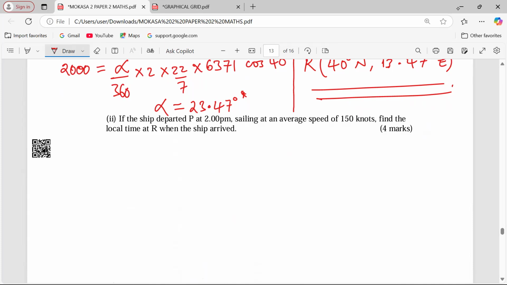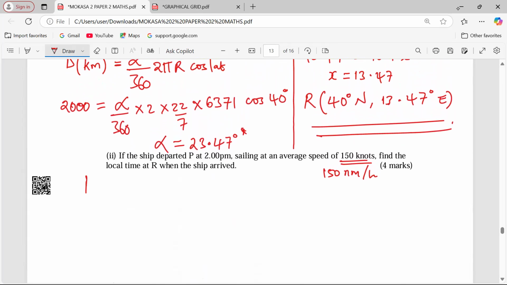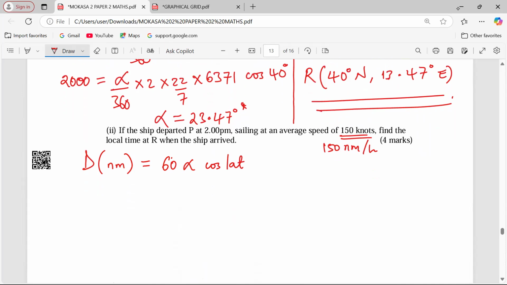When you are told that speed is in knots, this means we are having 150 nautical miles in every hour. So the distance has been considered in nautical miles. That means we have to work with nautical miles for us to know time. So distance along a small circle and in nautical miles is usually given by 60 multiplied by the longitude difference, cosine of the latitude where the two places are.